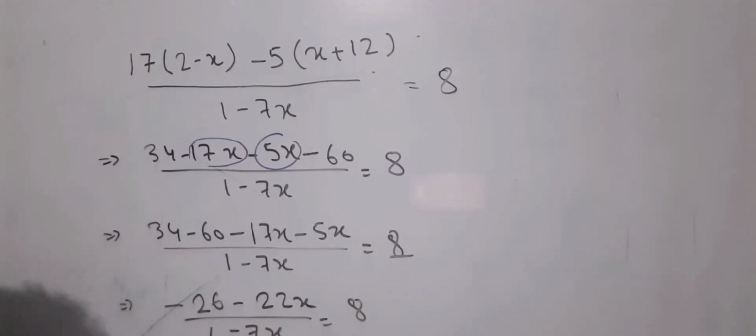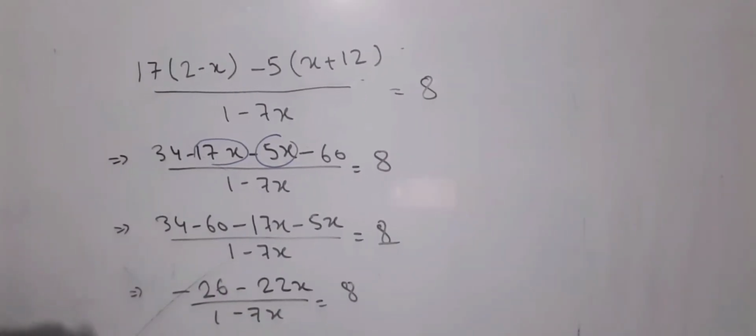It's solved, because they cannot be solved further. Here x is there, here x is not there, so these are two different unlike terms. Here also they are unlike terms, we cannot do anything. Here only 7x is there, so they cannot be solved. So now what do you have to do?